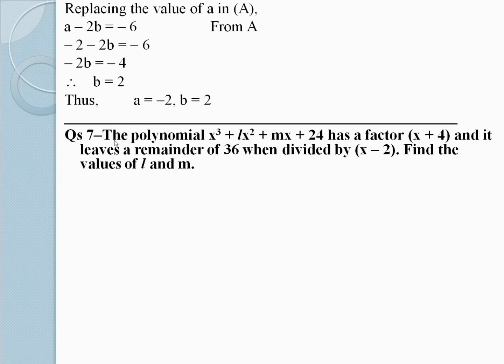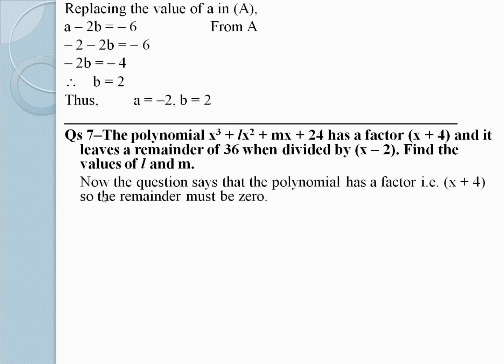Question number 7. The polynomial x cube plus lx square plus mx plus 24 has a factor x plus 4 and it leaves a remainder of 36 when divided by x minus 2. Find the values of l and m. Now the question says that the polynomial has a factor x plus 4, so the remainder must be 0.